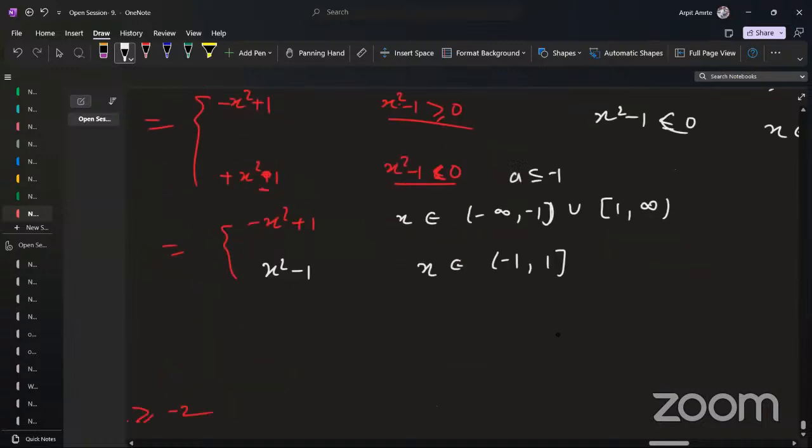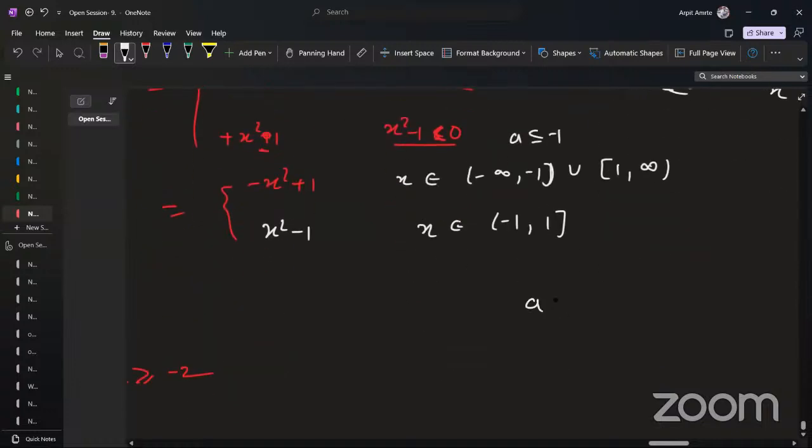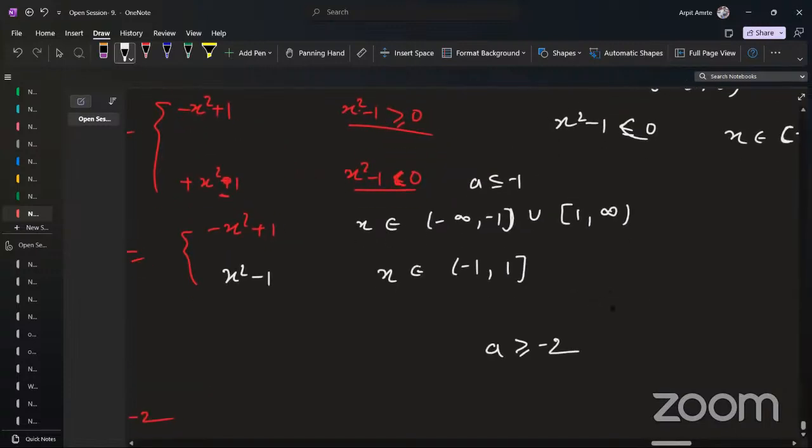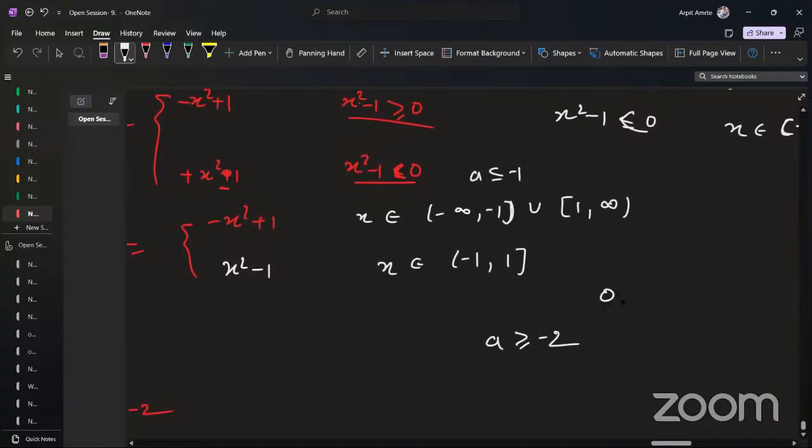So suppose here, for the constant, I can take any value which is greater than or equal to minus 2. Now 0 is also greater than or equal to minus 2. If I put a equal to 0, I need to take those values of x for which f(x) is greater than or equal to 0. So this is a kind of trial and error method.